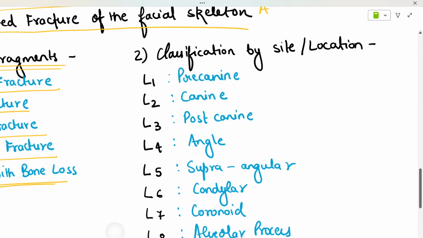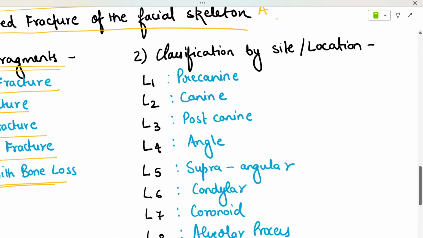Now, that was L. In order to understand this classification of site or location, I had already made a video, video number part 1, in which I had discussed the Dingman and Natvig classification. If you have seen that video, you will easily understand this subtype. L1 is the precanine region, which is nothing but the parasymphysis or the symphysial region. Then the canine region. Then post canine means the region after the canine.